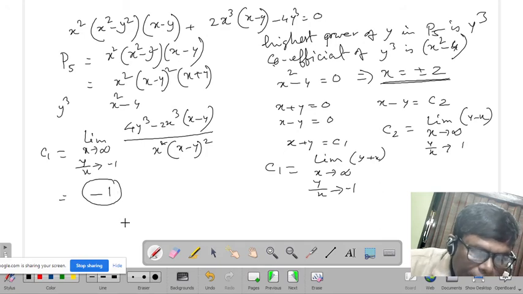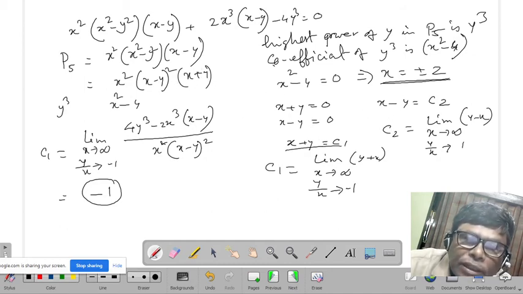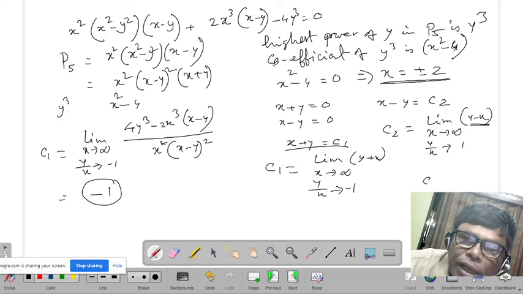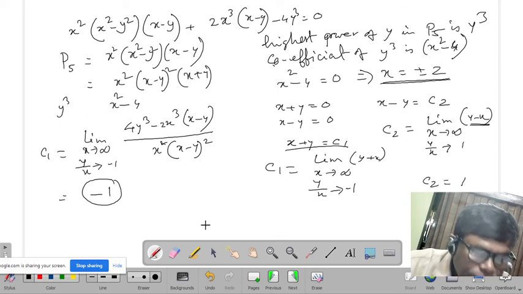And from this equation here you have to put x plus y. Here you have to put y minus x. So from that equation you find out y minus x, take this, and you will find that c2 is equal to 1. The result will be that c2 has two values, 2 and minus 1.